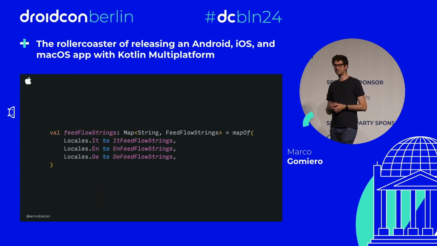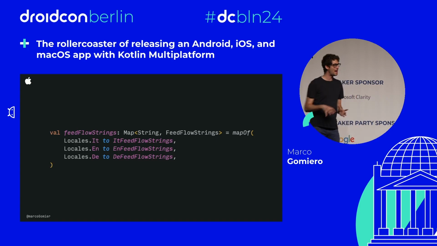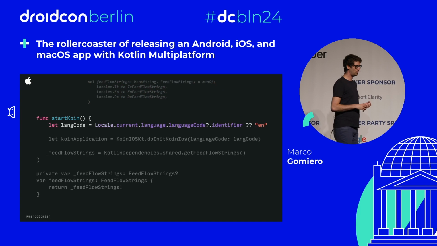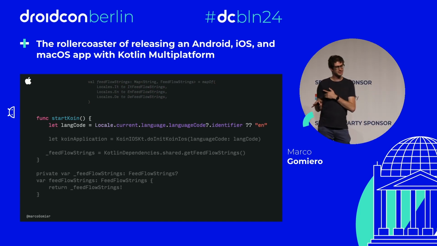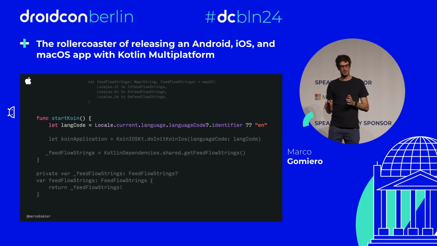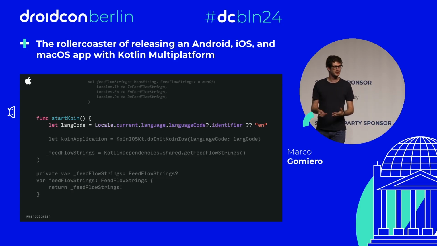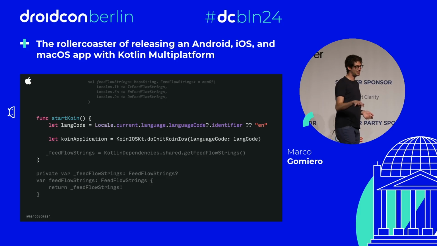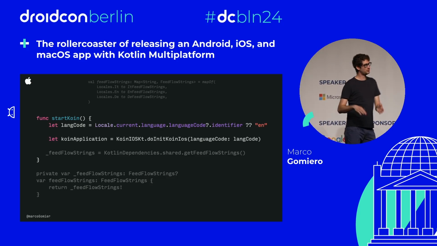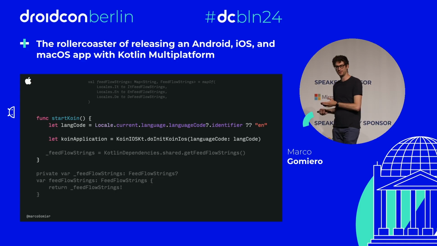Okay, for iOS instead, again, we are starting from the same map, and I'm doing some manual stuff. So this is Swift code, on the iOS side. In this case, I'm getting the language code of the user when I'm starting the app, specifically when I'm starting also the dependency injection, which is Koin in my case, and I'm passing the language code to the Kotlin side, where the actual Koin initialization is done.